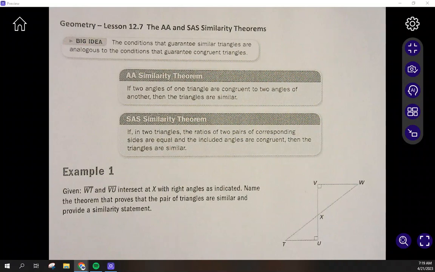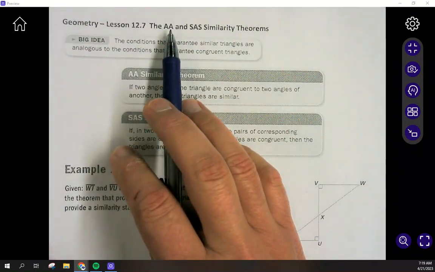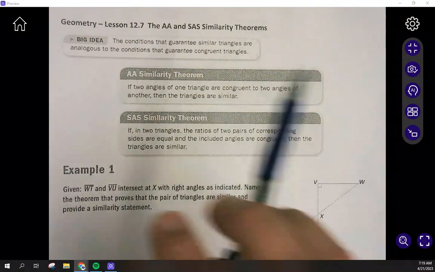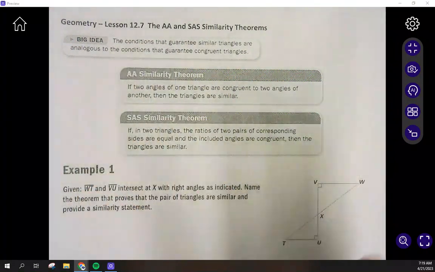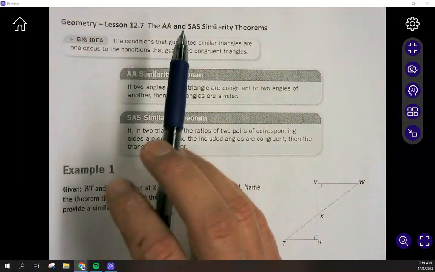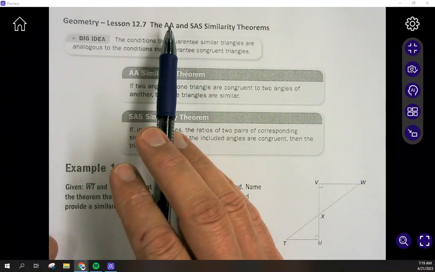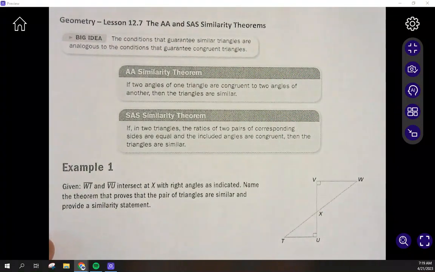Geometry lesson 12.7, we're going to look at the AA and the SAS similarity theorems. So if you think back to when we did congruence theorems, AA was not a viable theorem to use to prove that they're congruent because we've now seen, first of all, if two angles are the same in triangles, the third angle is automatically the same. But when you enlarge a triangle or shrink a triangle, the angles stay the same. So you can have matching angles and they're not congruent, which is what we studied before.